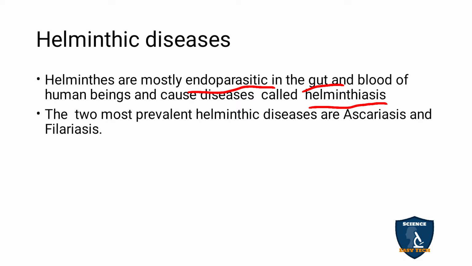So the two most prevalent helminthic diseases are ascariasis and filariasis. These are the two most prevalent helminthic diseases we are going to discuss in this class.